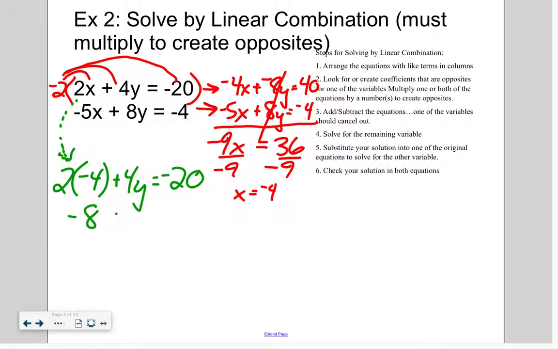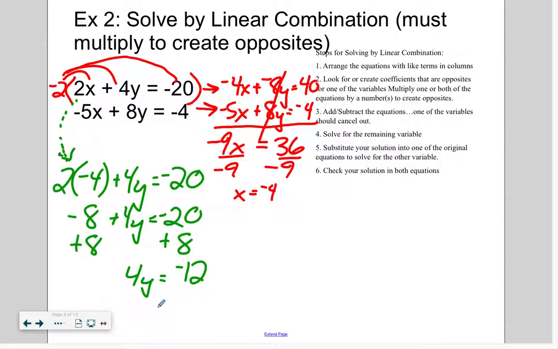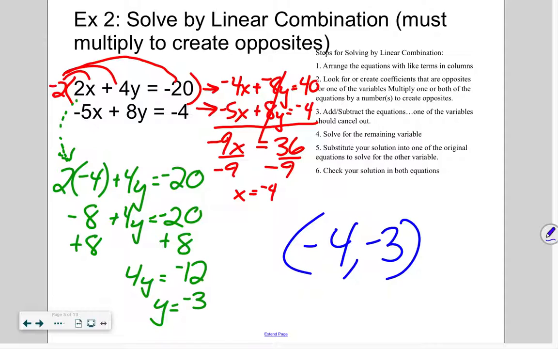So we get negative 8 plus 4y equals negative 20. Add 8, add 8. 4y equals negative 12. So that means that y equals negative 3. So my solution to this system of equations is negative 4 comma negative 3, x comma y.